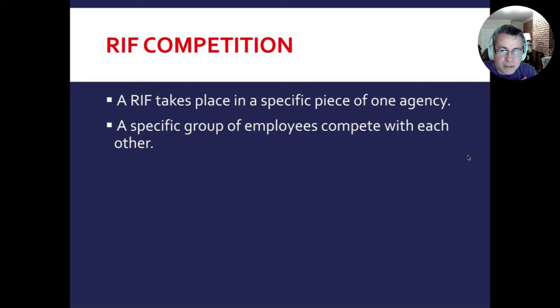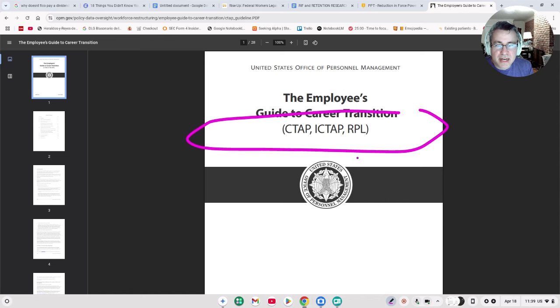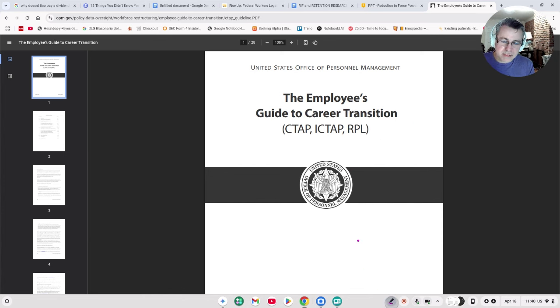They do have some rights. And this is from OPM. This is something called CTAP and ICTAP. That is when you apply for a job at another agency or your same agency, you would get priority over other applicants. So if there was a job opening at the same agency that closed that Minneapolis office in Chicago, and somebody wanted to move and they applied, they would get priority over other applicants with this CTAP.